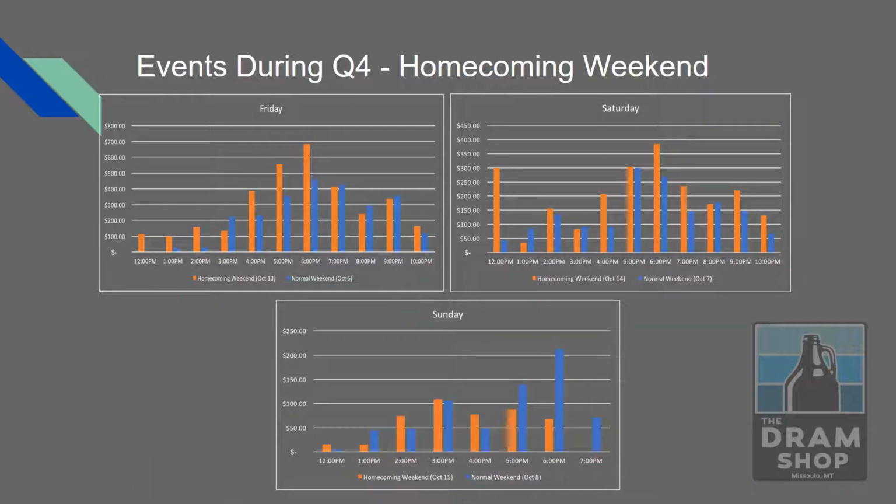So here we showed the sales by hour for each day of homecoming weekend this year. And this is homecoming weekend in orange compared to a normal weekend in October during that quarter. As you can see, homecoming weekend in orange experienced a large spike of sales on Friday and Saturday relative to the normal weekend. However, on Sunday, sales were relatively average compared to a normal Sunday.